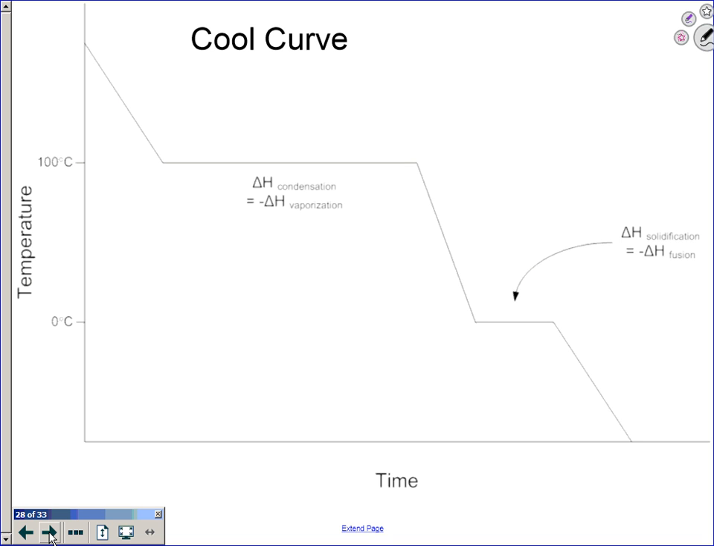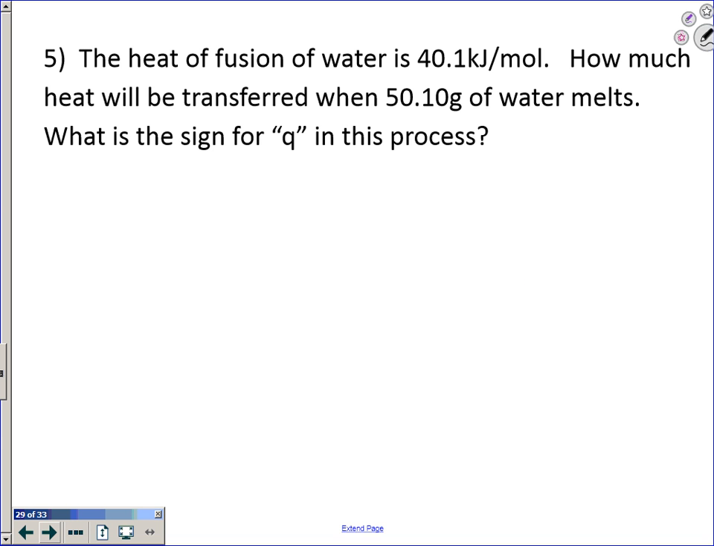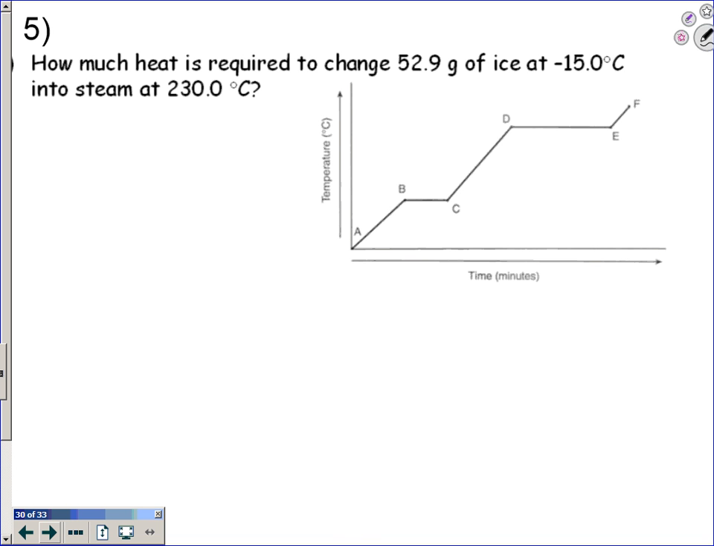I have a different problem set in front of me than what I gave you. Can someone read to me number 5? Okay. How much heat is required to change 52.9 grams of ice at negative 15 degrees Celsius into steam at 230 degrees Celsius? Start with the person next to you. I would draw a heat curve and label the pieces just so you're clear on what you're calculating.